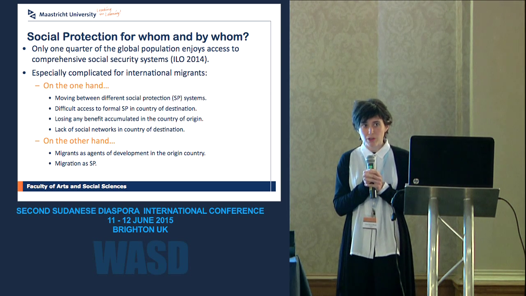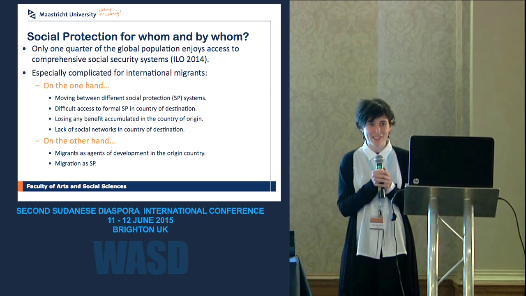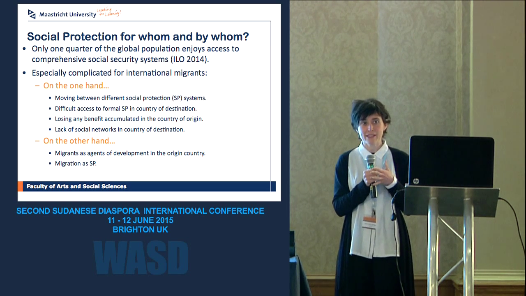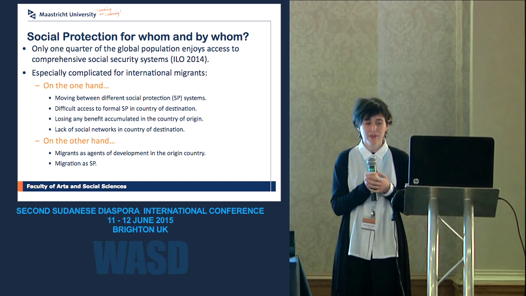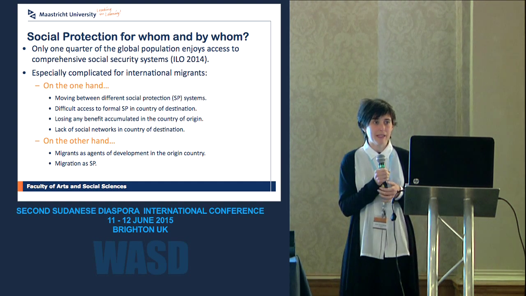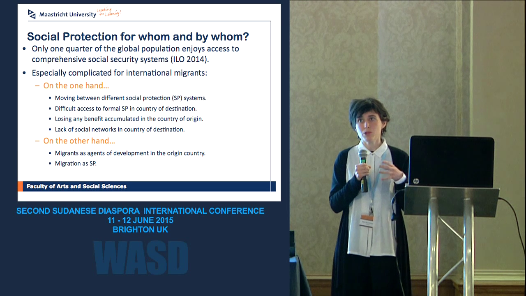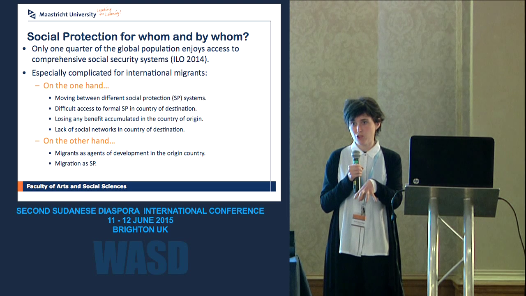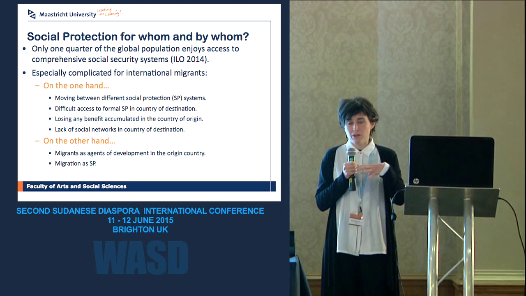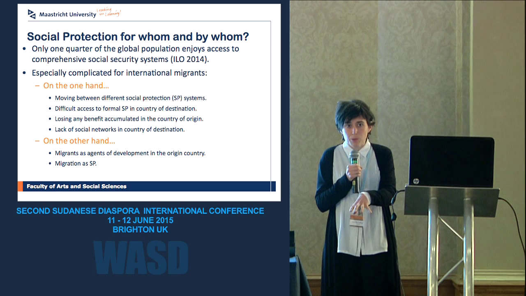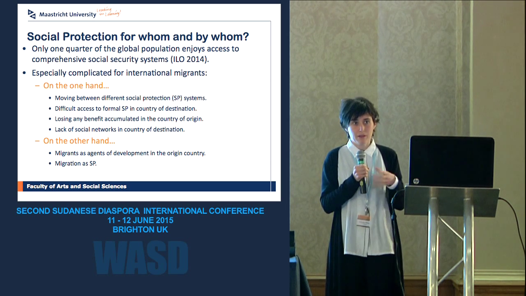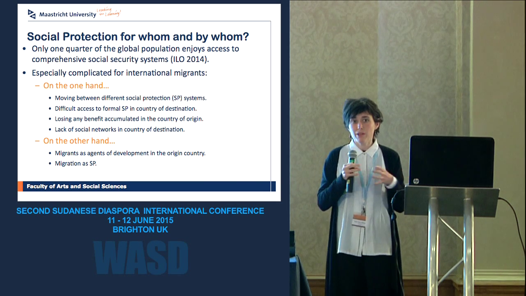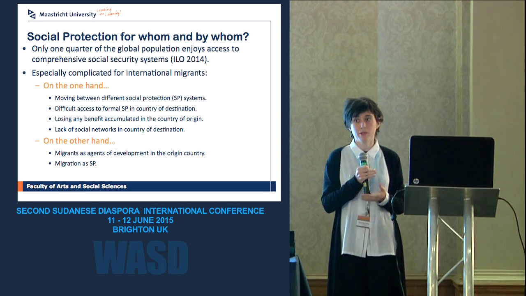According to the latest report of the International Labour Organization in 2014, only 1/4 of the worldwide population had access to comprehensive social protection. That is very little. And the thing becomes even worse if you think that most welfare systems are geographically fixed to a nation state, and they usually cover settled populations. So if you think nowadays where more and more people decide or are forced to live across borders of different nation states, this becomes a problem.